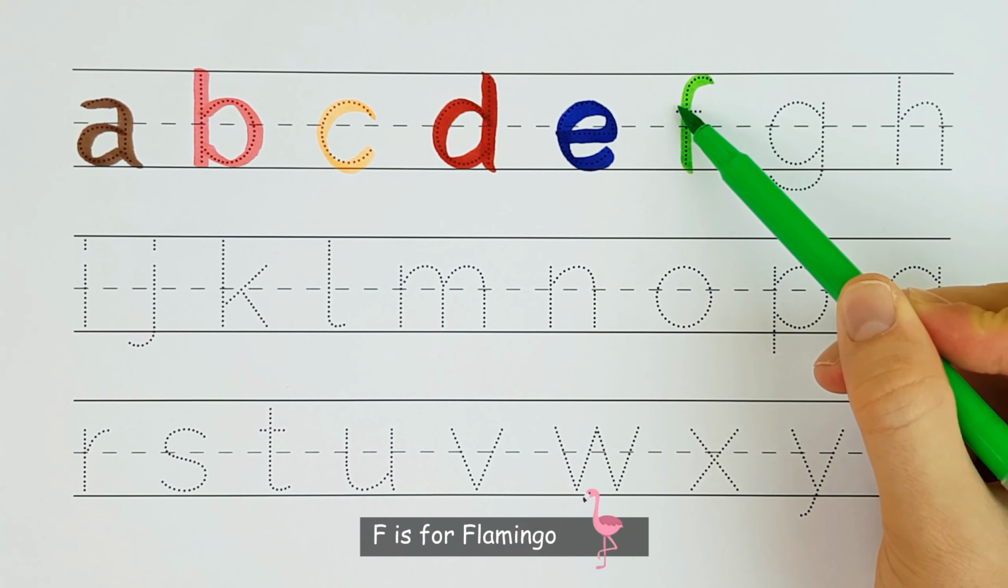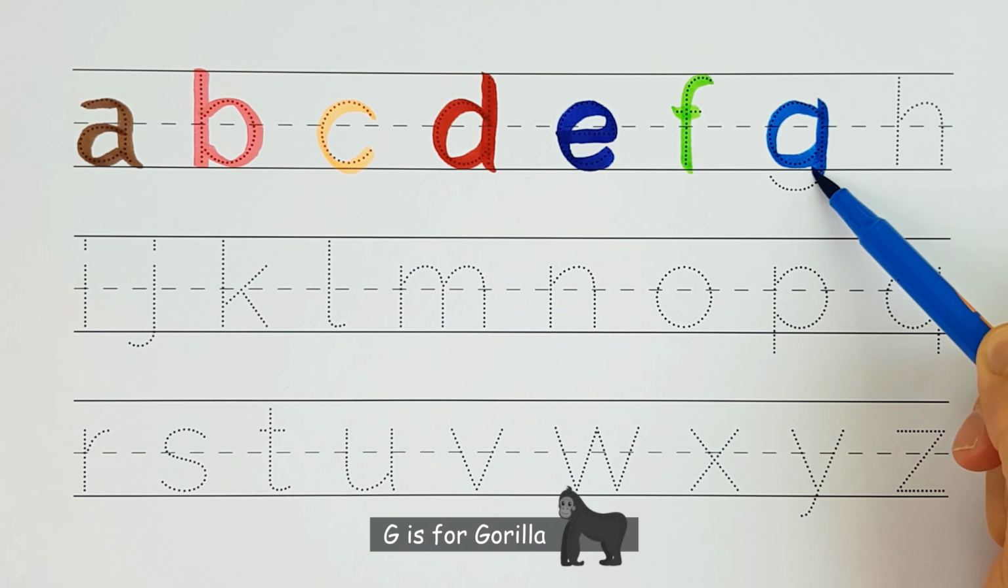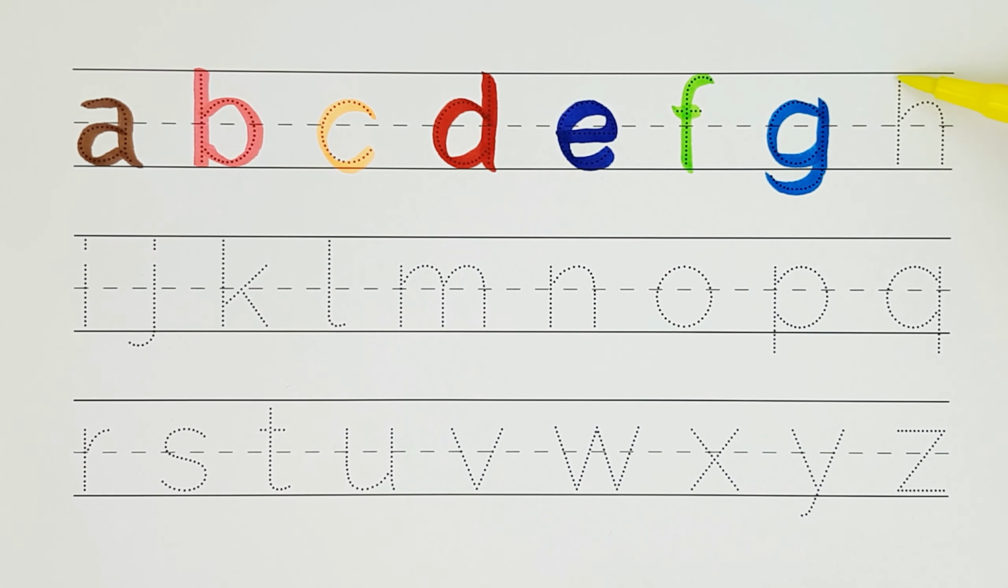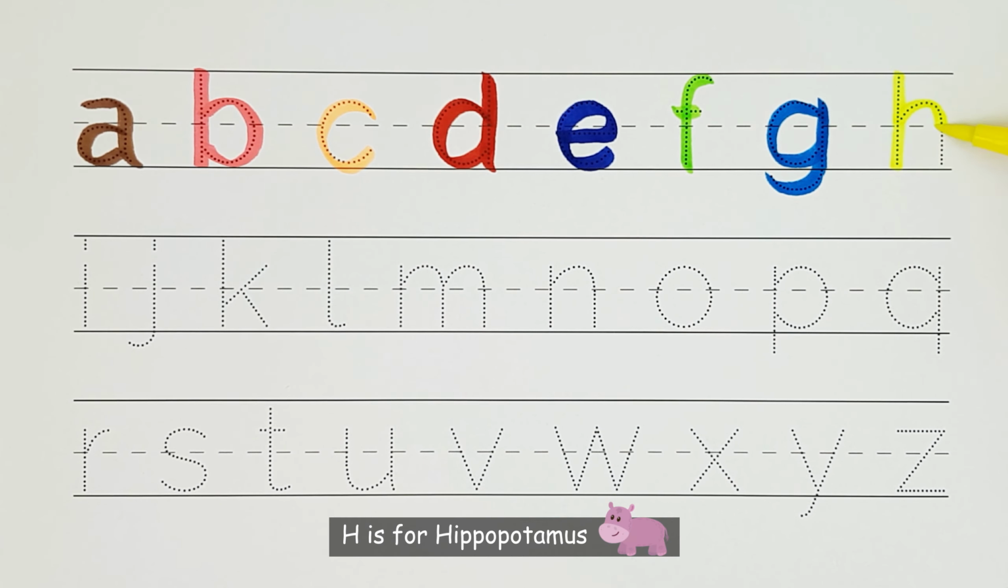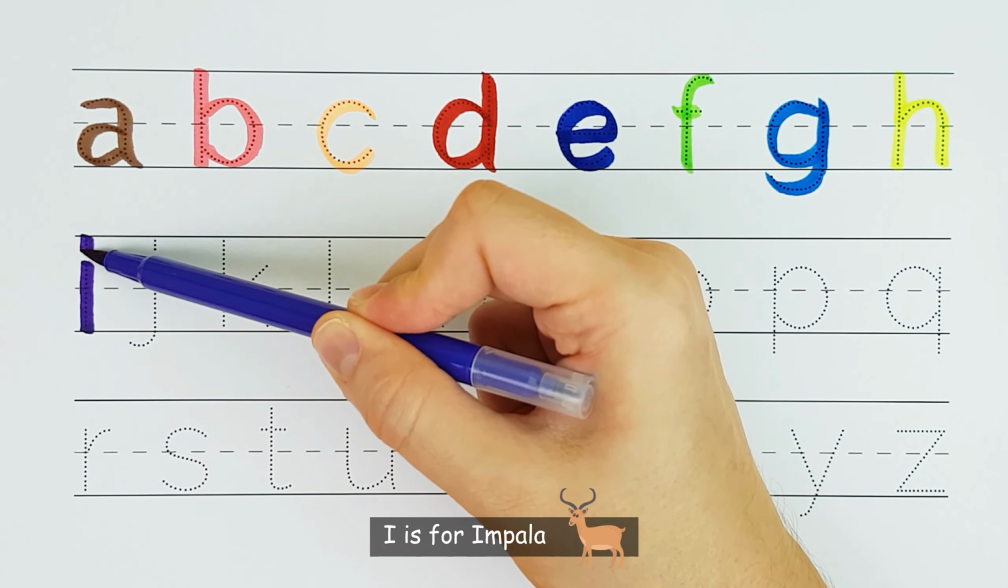F is for flamingo. G is for gorilla. H is for hippopotamus. I is for impala.